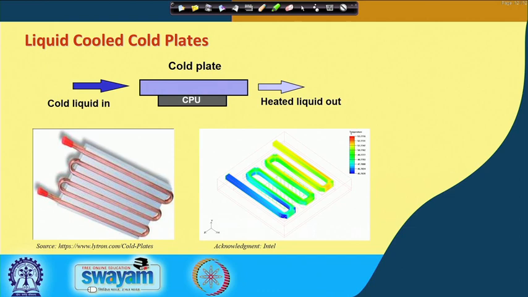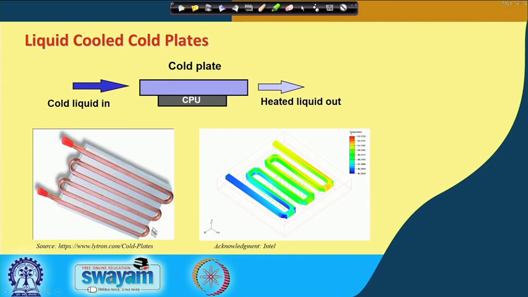Okay. So, let us move on and look into the first one, which is called a cold plate. There is a heat sink, the primarily air cooled heat sink is what we talked about. But what is a cold plate? A cold plate is, instead of air, you have a liquid coming in. The liquid, as it flows over the CPU through this cold plate, picks up the heat that is generated at the CPU, and it leaves as a heated liquid.